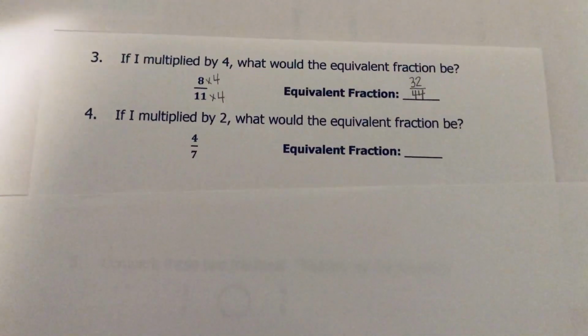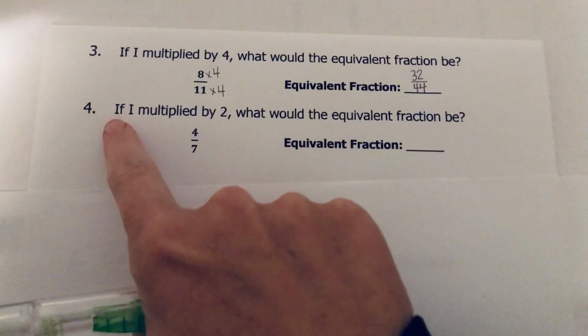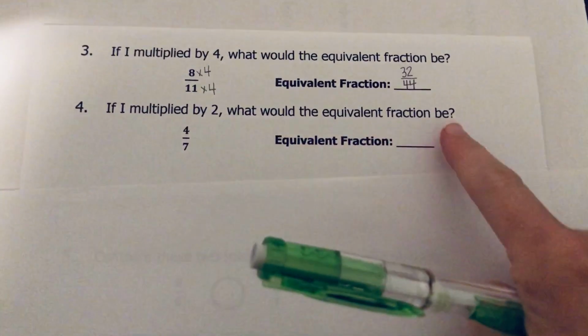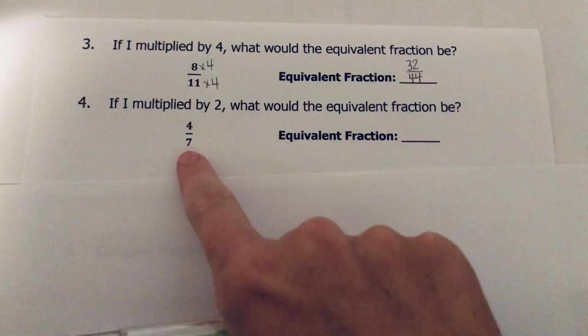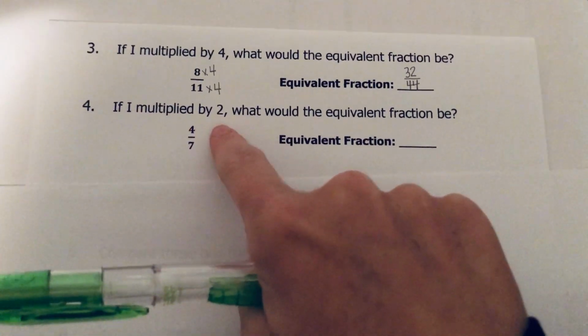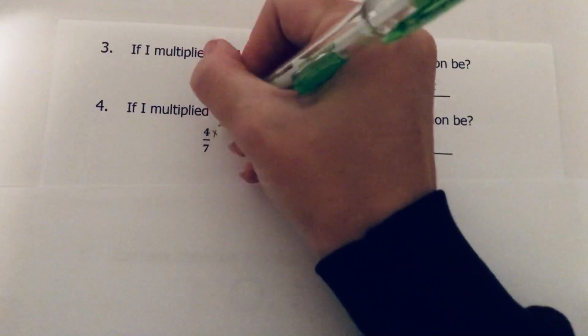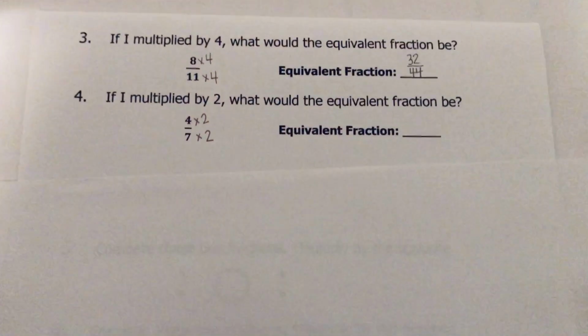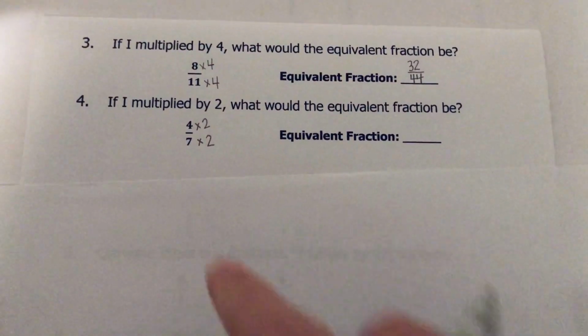Let's try one more. The directions say, if I multiplied by 2, what would the equivalent fraction be? So again, it's giving me a fraction and it's telling me if I multiplied by 2. So I have to multiply by 2 on the top and multiply by 2 on the bottom so that I do the same thing. And then I just need to work it out.